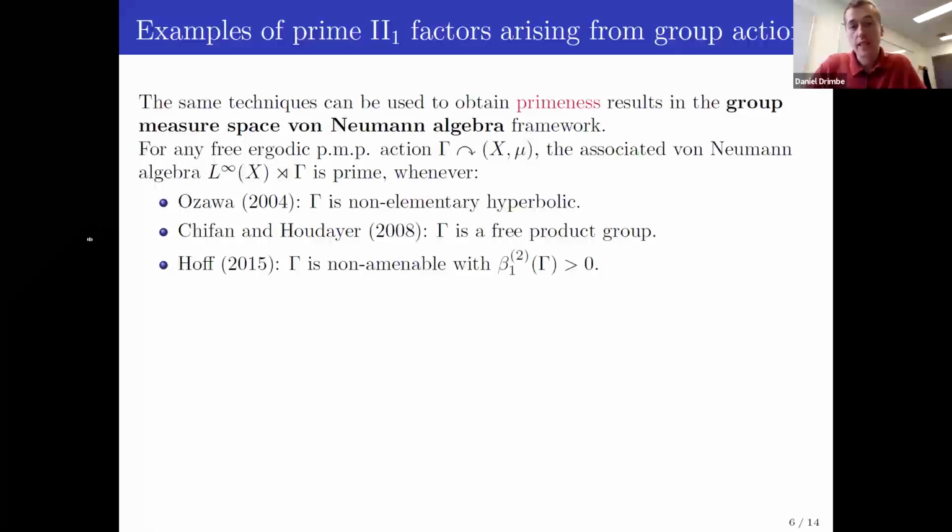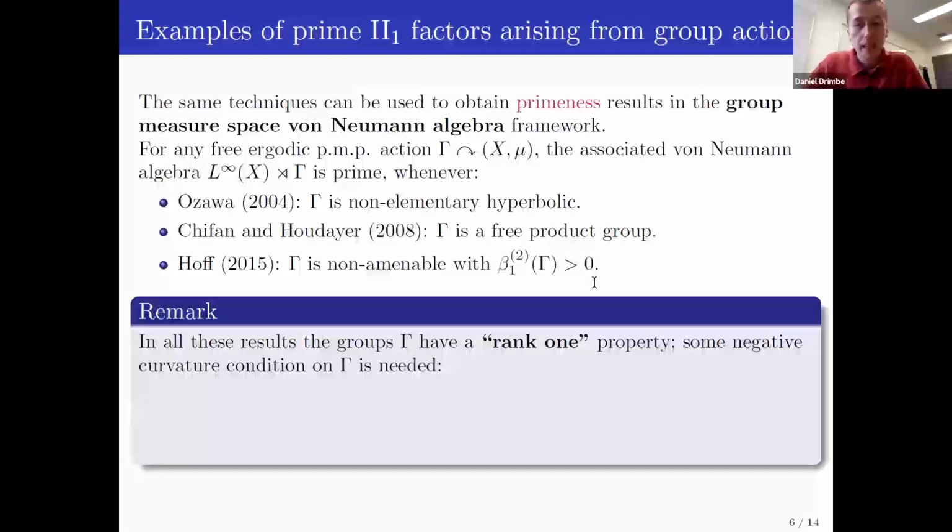Ozawa showed that whenever Gamma is hyperbolic, this holds. Ioana, Chifan and Houdayer, by developing some new Bass-type rigidity results, showed that this is true whenever Gamma is an arbitrary free product group. And then Hoff also showed that for any free ergodic PMP action of a non-amenable group with the first L2 Betti number positive, again, this gives you a prime II1 factor.